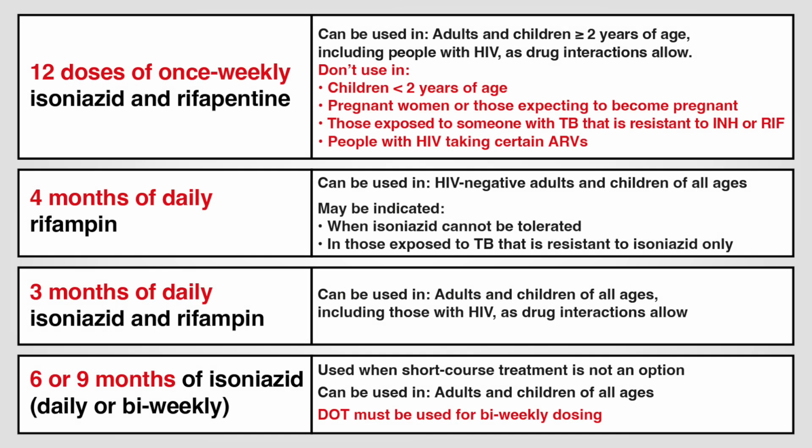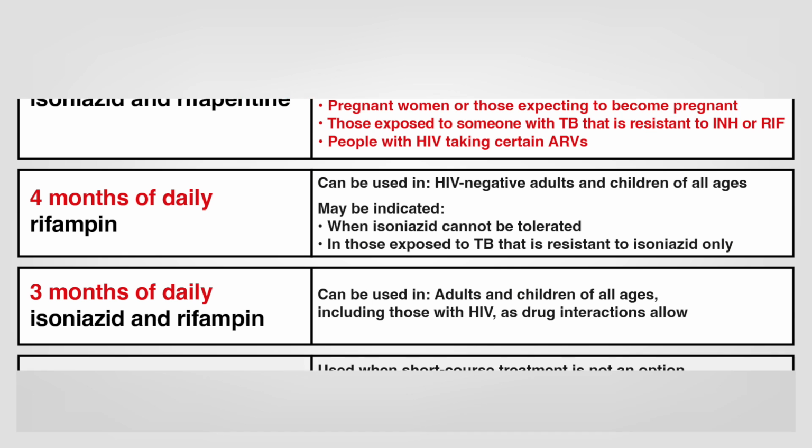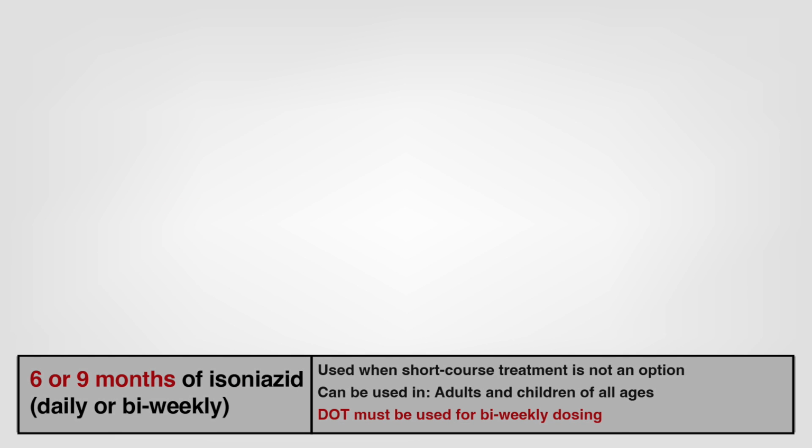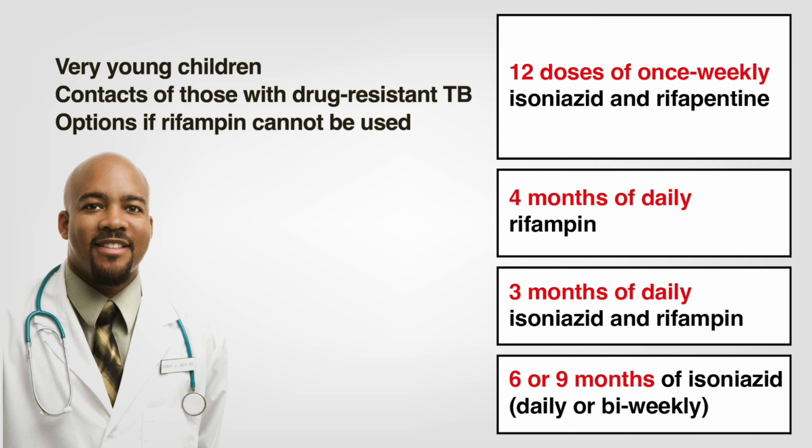This video presented the basics of treating LTBI, including the available treatment regimens, which are shown on your screen. The preferred, shorter rifamycin-based regimens are safe, effective, and have higher completion rates than isoniazid monotherapy. Consult an expert for more complex situations, such as treatment of LTBI in very young children, contacts of those with drug-resistant TB, or other treatment options when rifampin cannot be used.